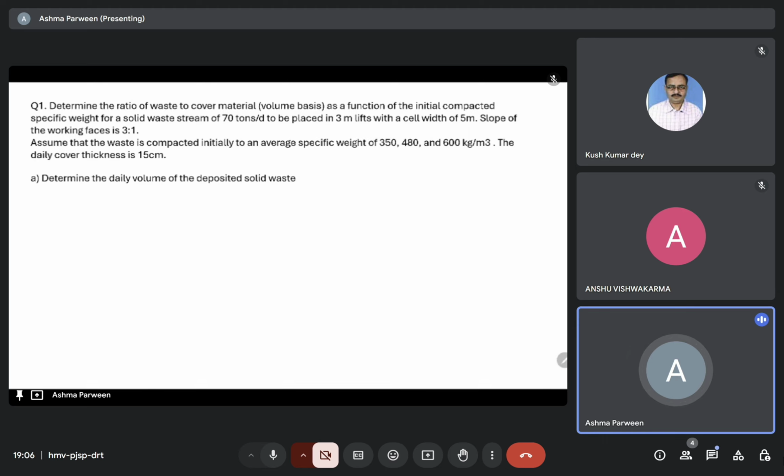So we will solve this question in parts. First we will determine the daily volume of the deposited solid waste. I will give you all 3 minutes to solve this, and then we will see how to solve this question.